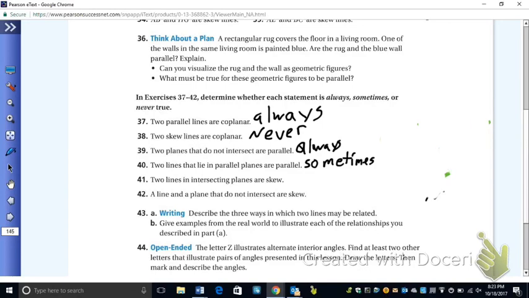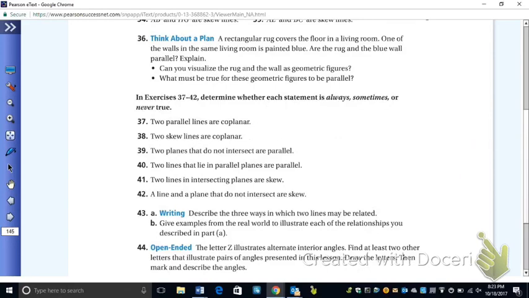Finally, two lines in intersecting planes are skew. That is going to be sometimes. Because the planes are intersecting doesn't mean that the lines must intersect. Two lines in intersecting planes could also intersect, or they could be parallel. So it really depends on where they are and how they work. So that's a sometimes.